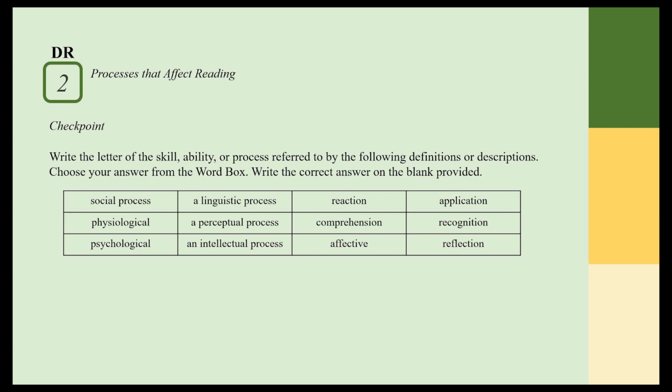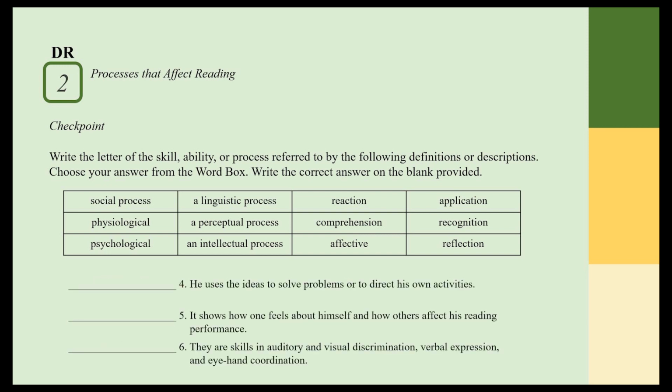For the next 3 items, item number 4, he uses the ideas to solve problems or to direct his own activities. You know full well it's application. For item number 5, it shows how one feels about himself and how others affect his reading performance. That is psychological. For item number 6, they are skills in auditory and visual discrimination, verbal expression, and eye-hand coordination. That is physiological. Your keyword, I think, for that one is eye-hand coordination.